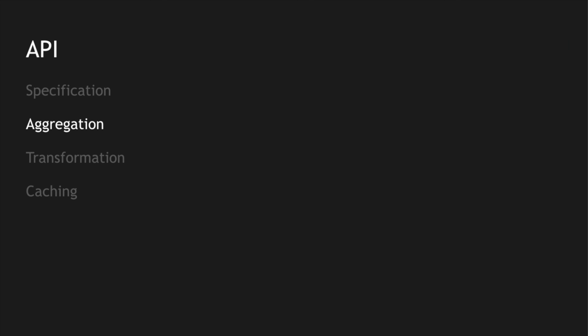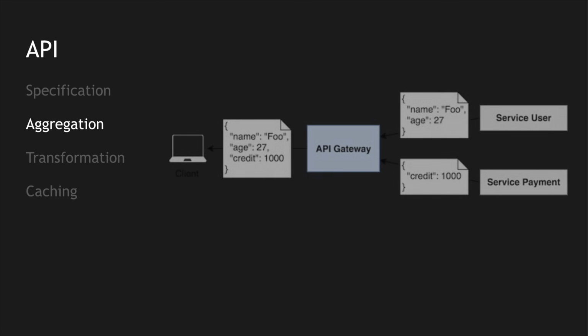The next one is aggregation. Sometimes we have multiple services behind an API gateway and we want to aggregate the response from two different services into a single API call. For example, in this case, a client is requesting the API gateway to give information about a particular user and the credit the user holds. In the backend, the API gateway makes two different calls, one to the user service, which gets user information, the other to the payment service, which gets the credit information about how much the user holds.